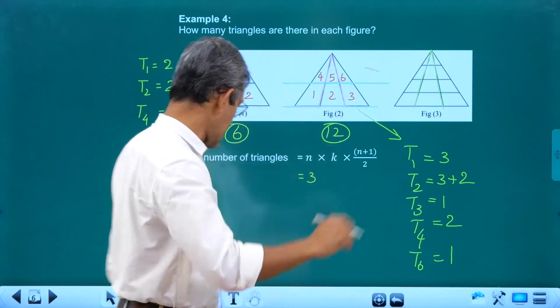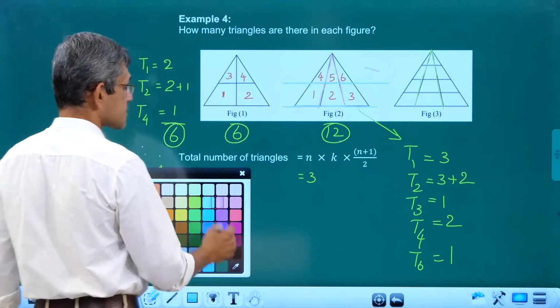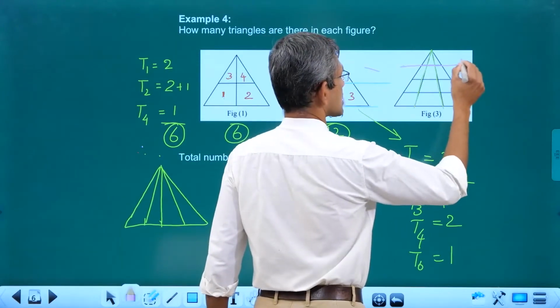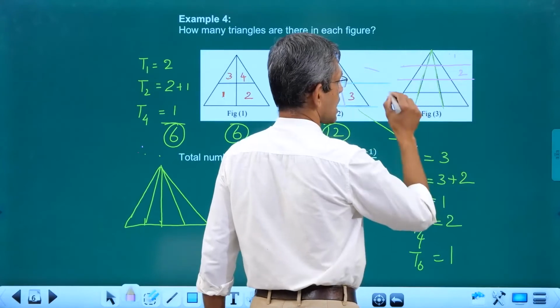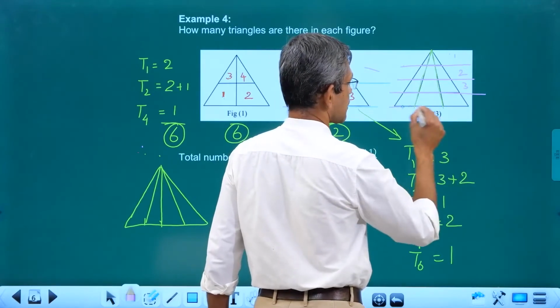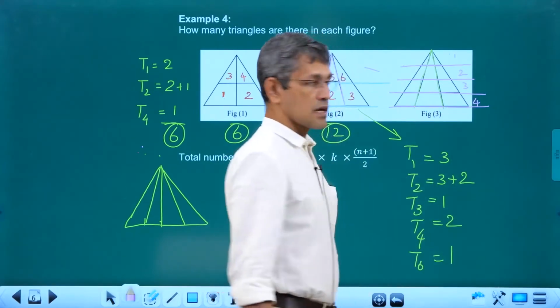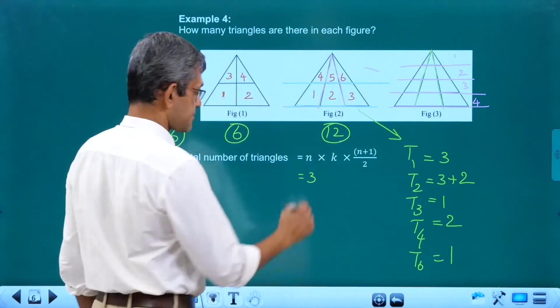And horizontally, how many cuttings do we have? This is 1 cutting horizontally, so we have 1 piece over here. This is the second cutting horizontally, 2 pieces. And we have 3 pieces and we have 4 pieces. So 4 pieces. That means k is what? 4.